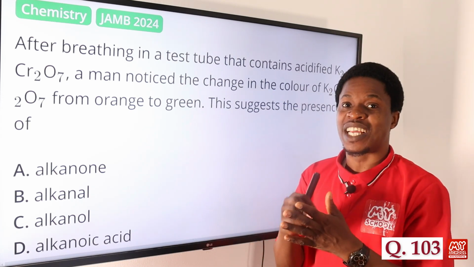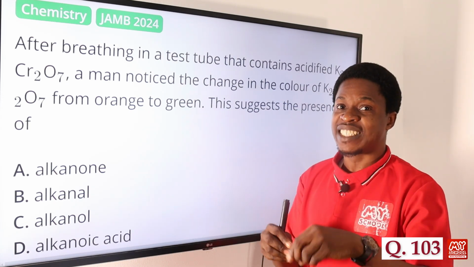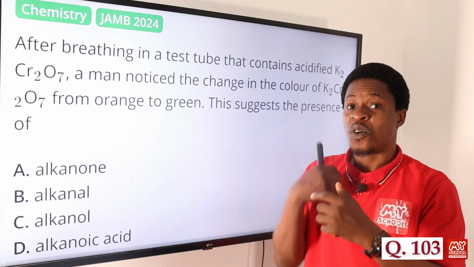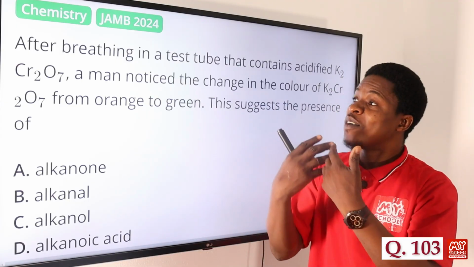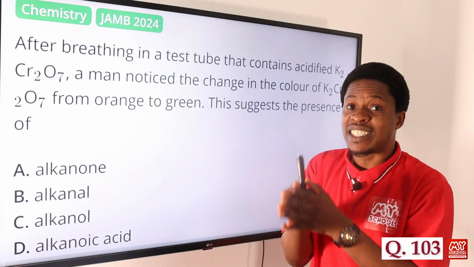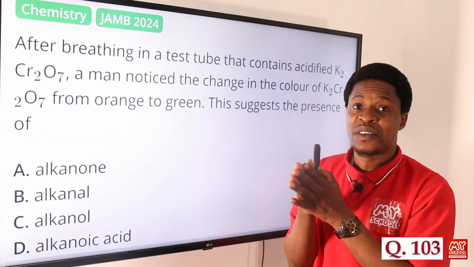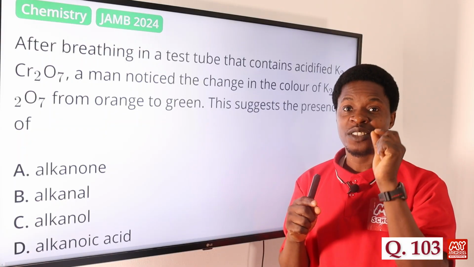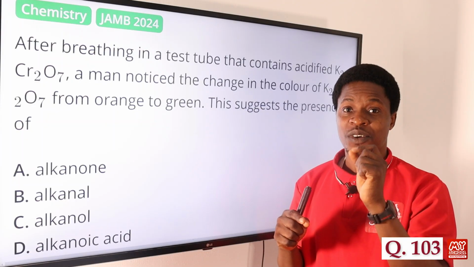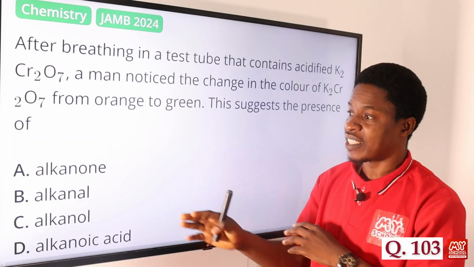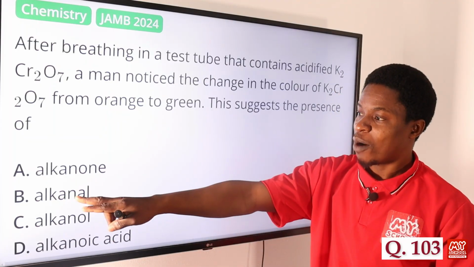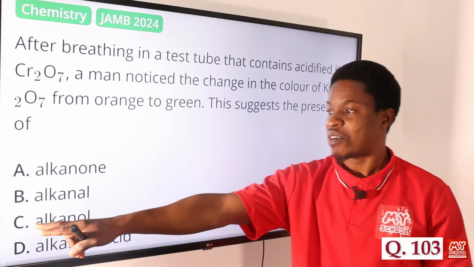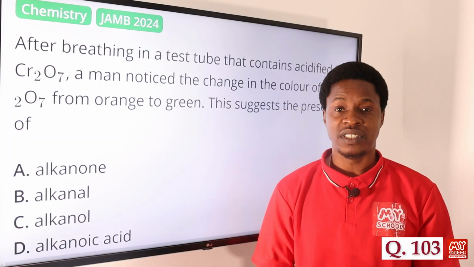So it is alcohol that actually oxidizes in the presence of H2SO4. That is what happens. Once it is brought there, it will oxidize and change the color of that K2Cr2O7 from orange to green. So it is the presence of nothing else but alcohol, and we call it oxidation of that. So option A is alkanol, option B is alkanal, and option C is alkanol and alkanoic acid. So the correct answer is option C.